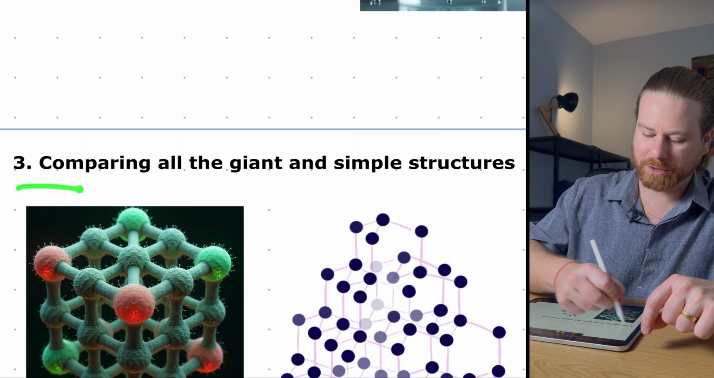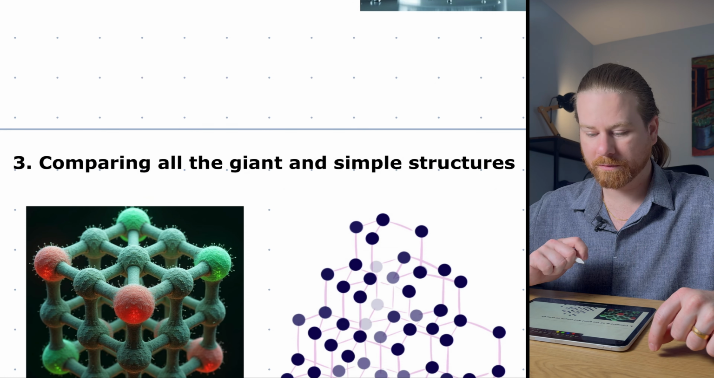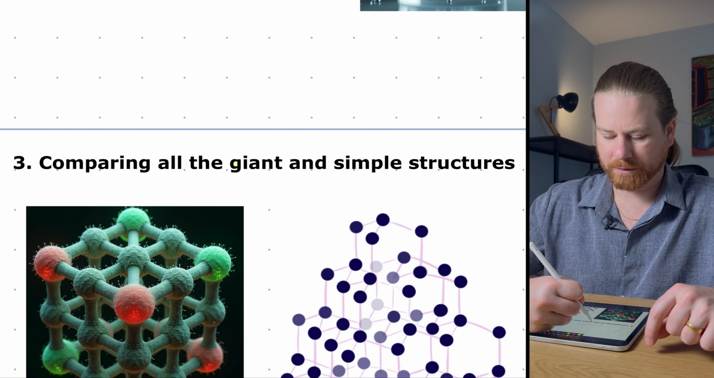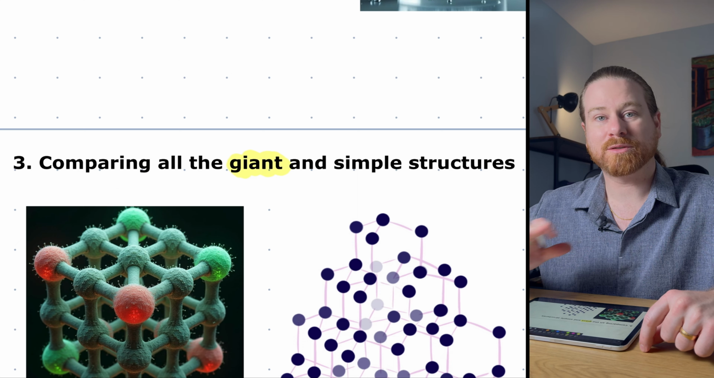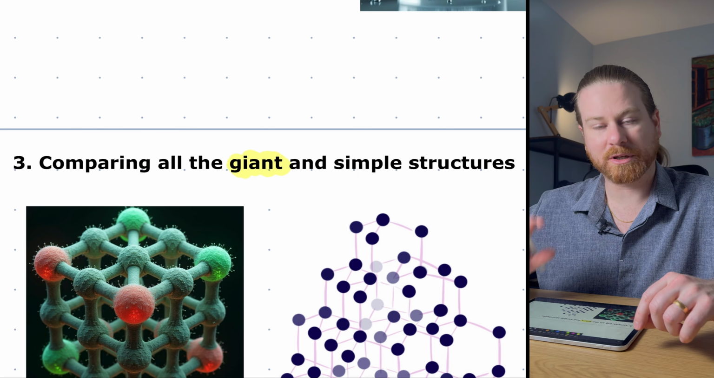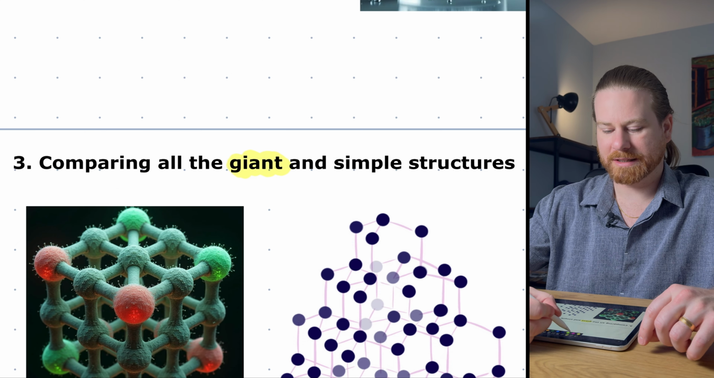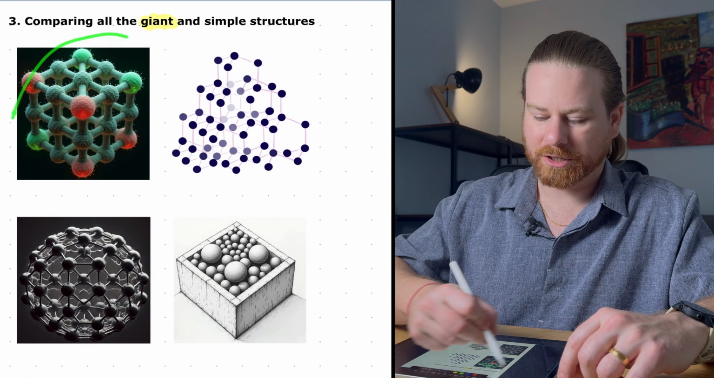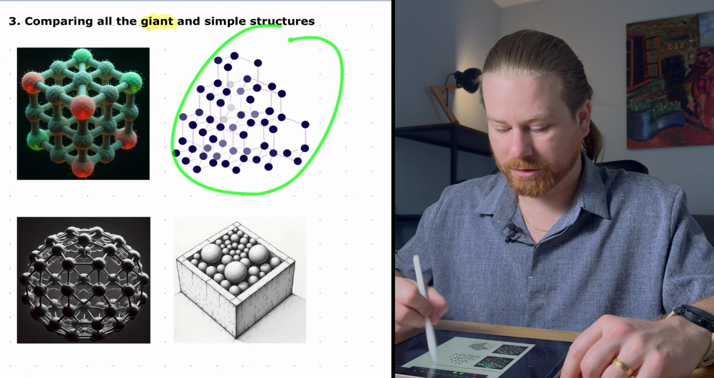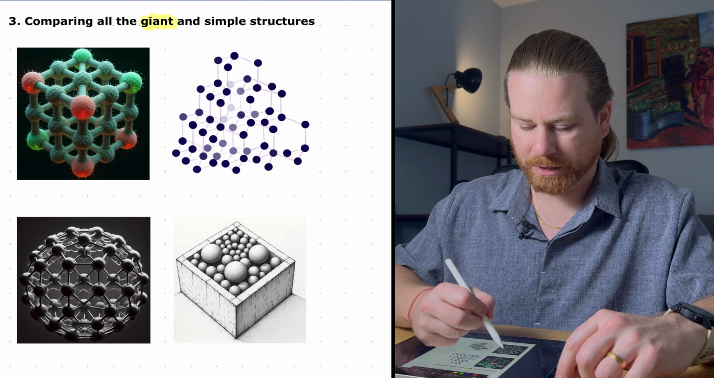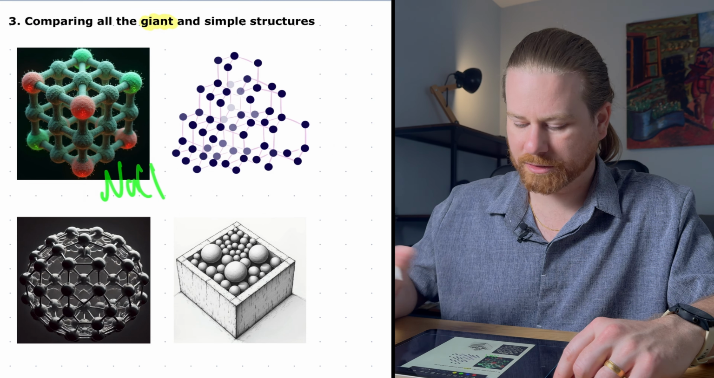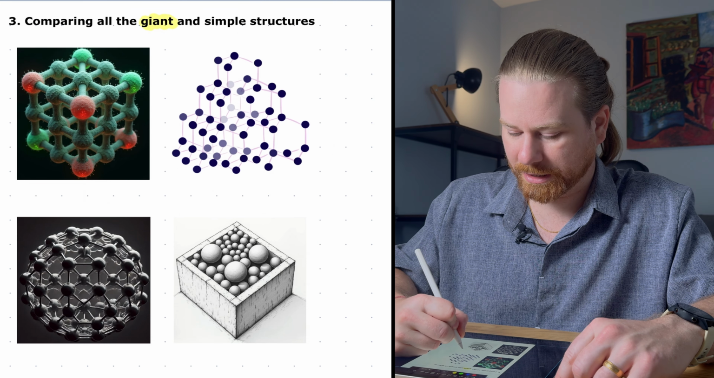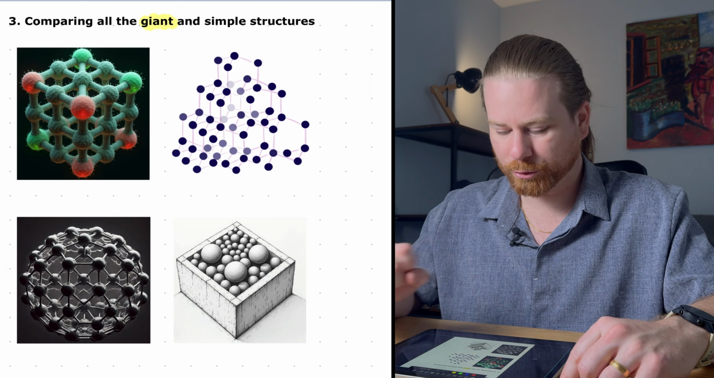Okay, finally, we're going to be comparing all of the structures, all of the giant structures. And this is really important because this sort of stuff comes up a lot in your exams. So what have we got here? Well, we have a giant ionic structure and a giant covalent structure. We've got sodium chloride as our example, and we have diamond, which is carbon, as our example.